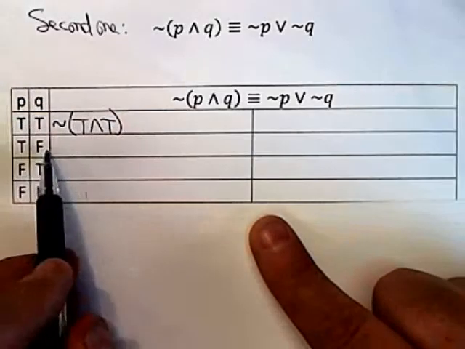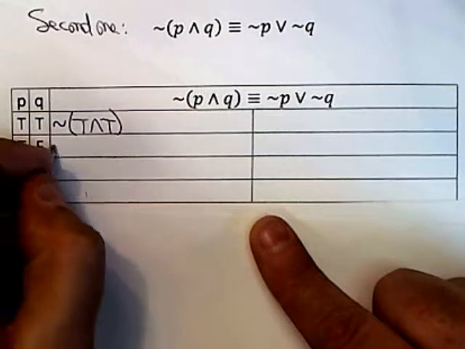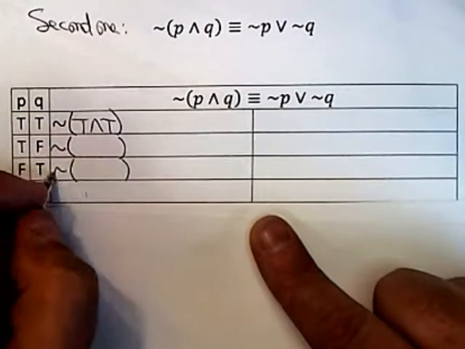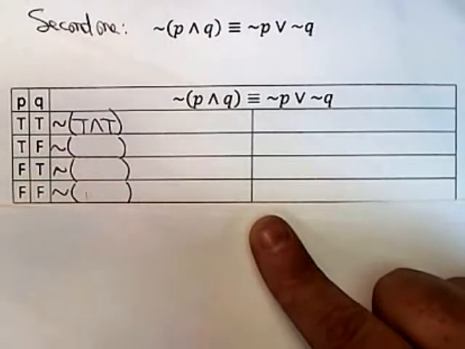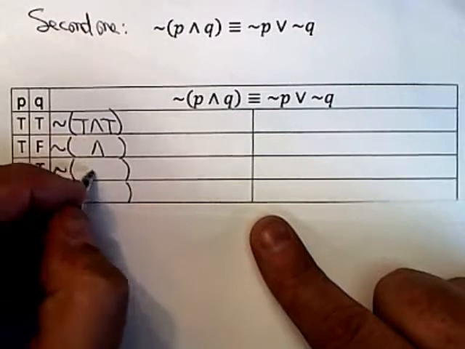And I'll work down. Here I'm letting P be true and Q be false, and you can see that every one of these is going to have a negation, so I'll go ahead and write the pattern in so I don't get distracted later and leave it out. And also see that there's going to be an and all the way down.